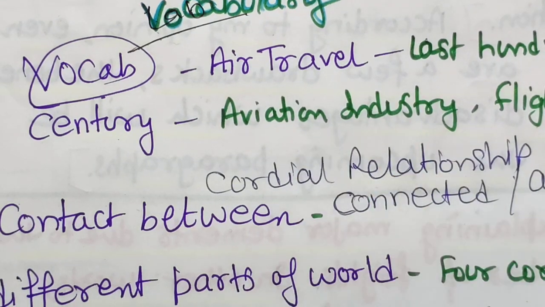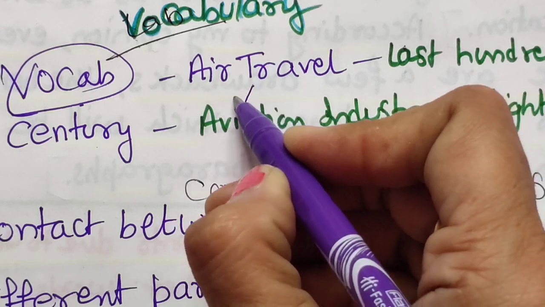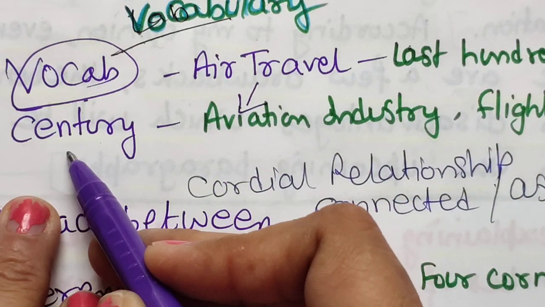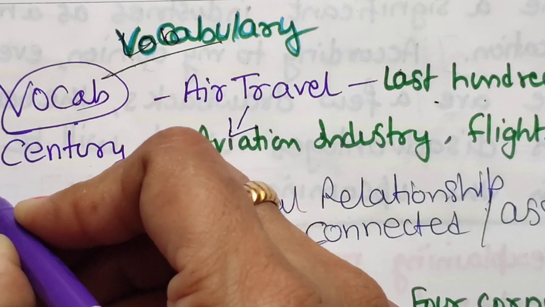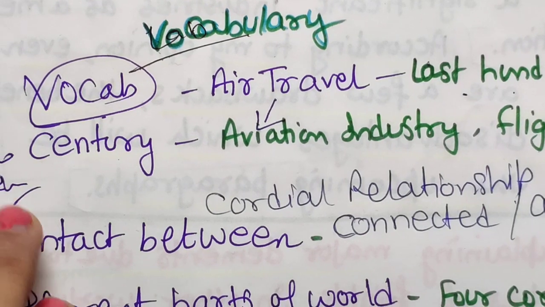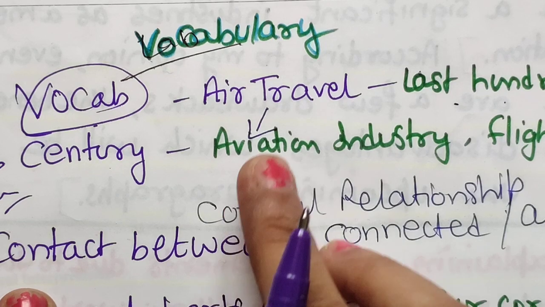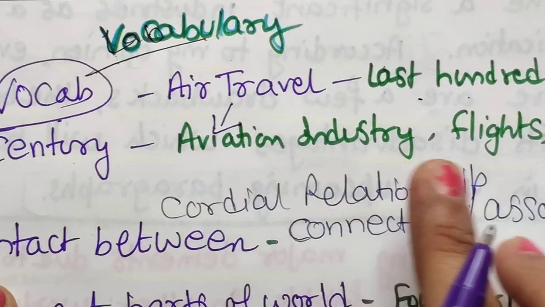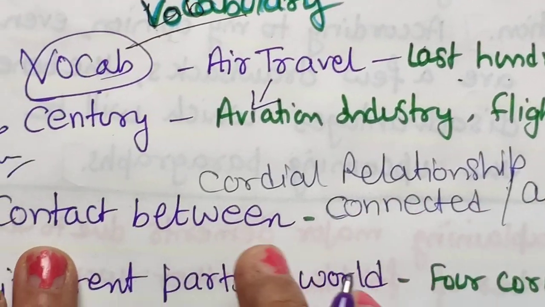Now coming to vocabulary, you can just take a screenshot for air travel. For century you can write last 100 years, meaning the 20th century. They have given the 20th century in the question statement, so you can write the last 100 years. And for air travel you can use aviation industry, flights or air transportation.